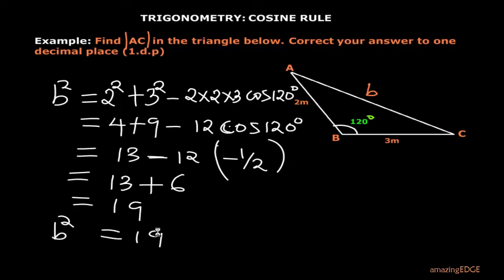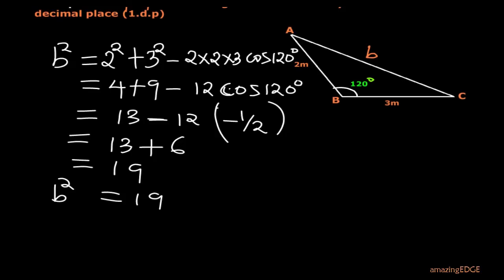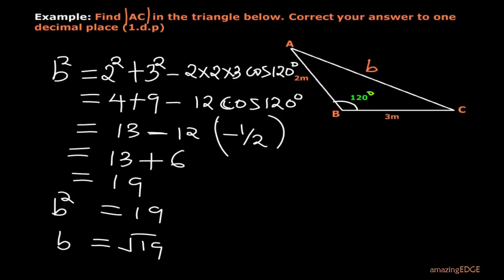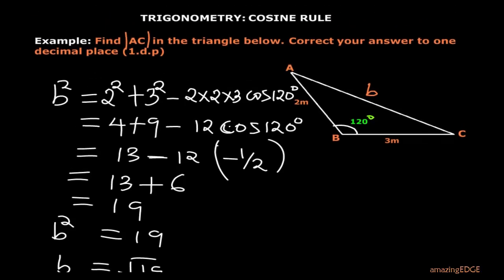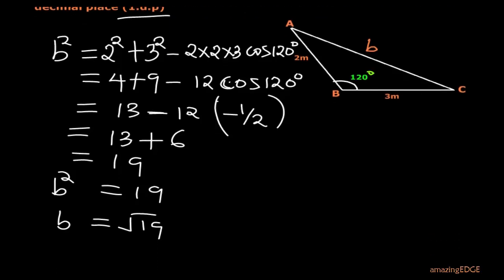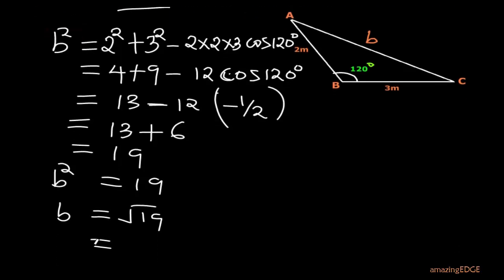But we are not looking for b squared, we are looking for b. So to find b, you take the square root of both sides. So b is the square root of 19. Remember we are told to leave our answer to one decimal place. If you get your calculator, the square root of 19 will give you 4 point something, and rounding off to one decimal place gives 4.4. We give the value in meters, so b is 4.4 meters.